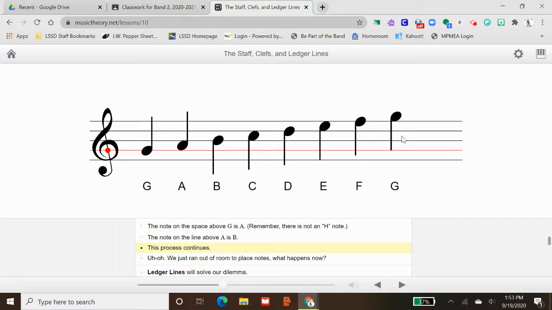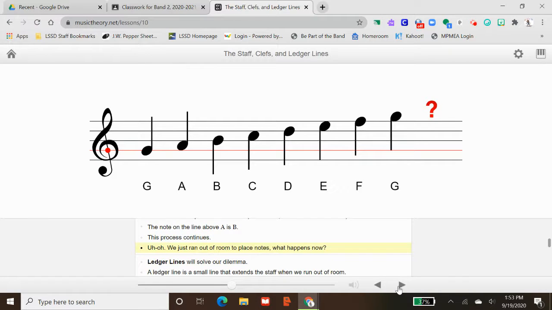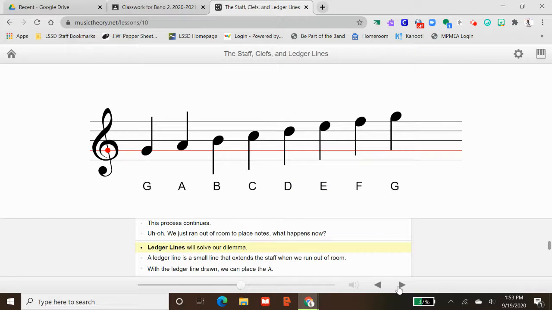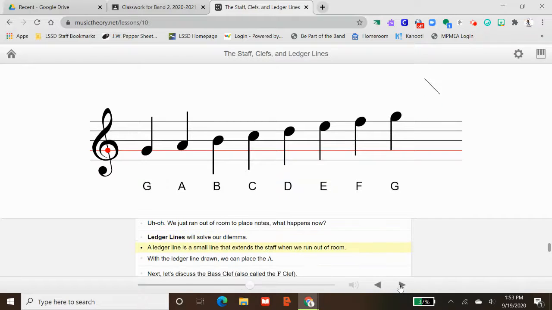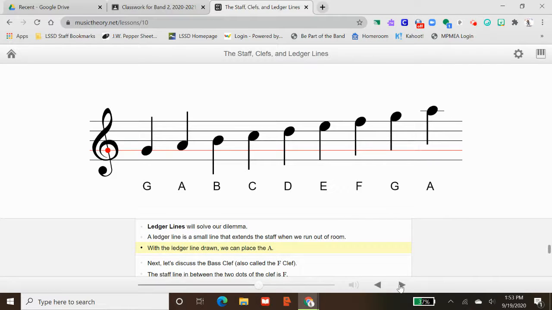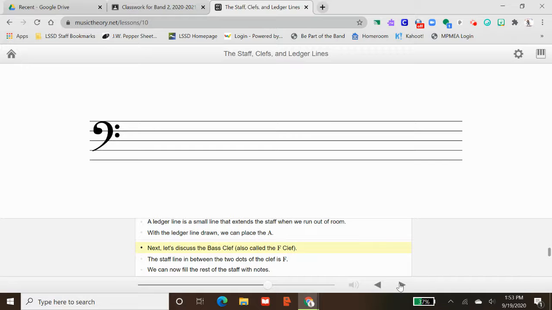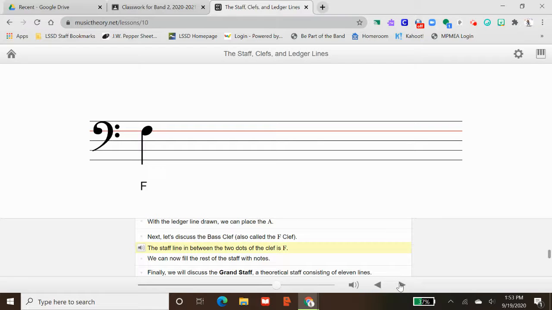So then, if we want to keep going, what's going to happen? All right, we run out of room. So we add these ledger lines. Ledger lines are the little lines that are above the staff or below the staff that extend the staff. Okay, so with that placed, then we can put our A. If we want to go to the next note above that, we would put a note above the ledger line, and so on.